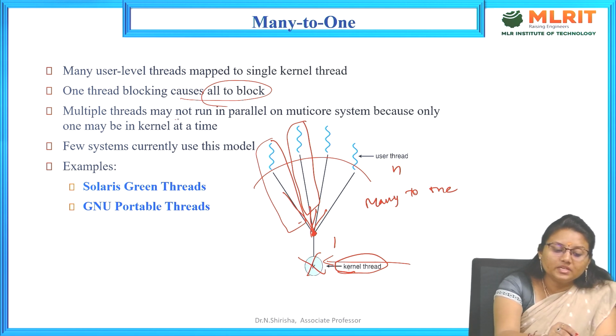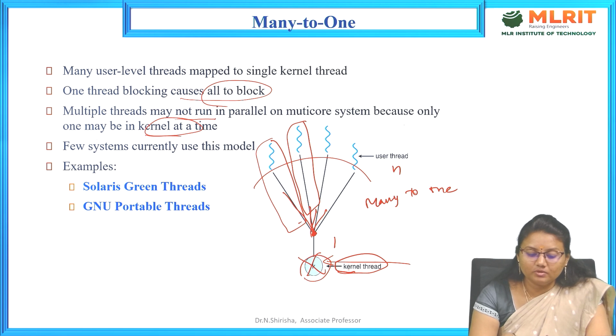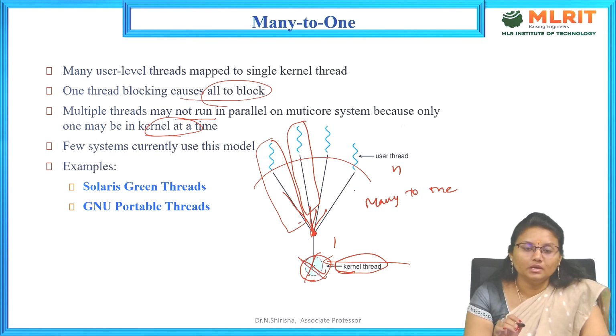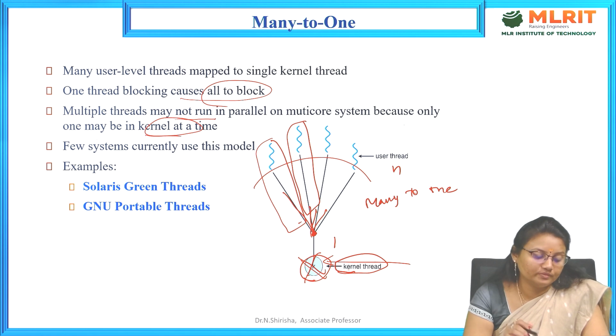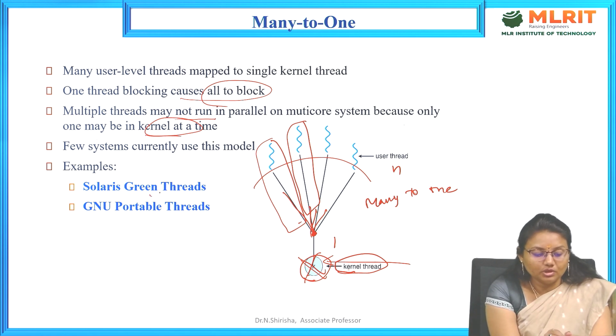Multiple threads may not run in parallel on a multi-core system, because only one may be in the kernel at a time. How many kernel threads are there? Only one. What if this fails? All the user threads will be blocked. So this is a drawback of many to one. The examples for this are Solaris green threads and GNU portable threads.